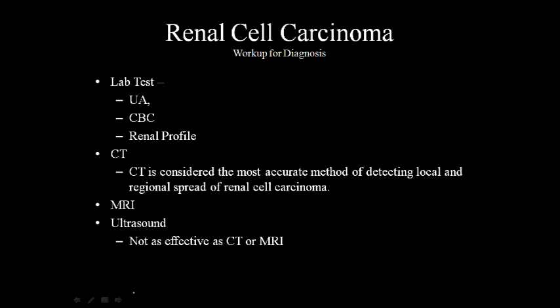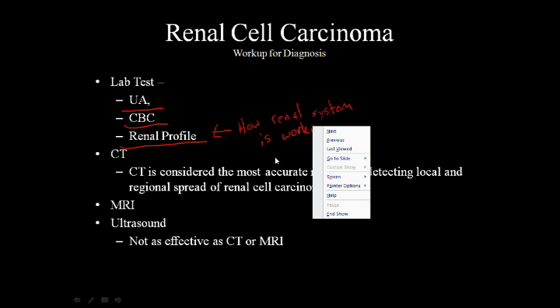So the workup for diagnosis for renal cell carcinoma is a UA, just to see what's going on in the urine, CBC, and a renal profile, which is going to tell you things like BUN, creatinine, GFR, things like this to see really how the kidney is working. And so let's write that there. How the renal system is working.